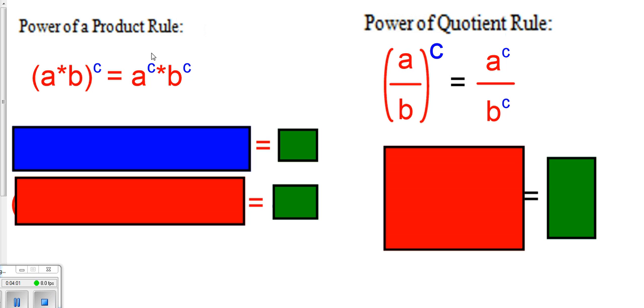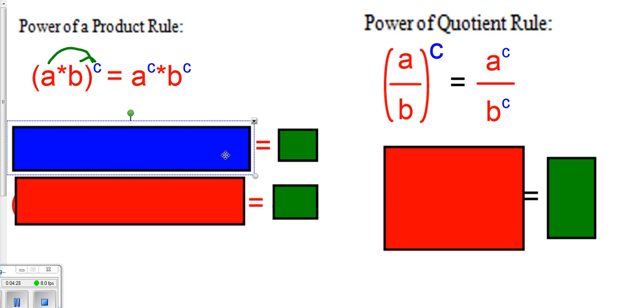Power of a product rule. So a times b, in parentheses, to the c power. Well, we can apply that power of c to each of these pieces individually, as long as this is just multiplying between them. If it is add or subtract, we cannot use this rule. It only works when this is a multiply. But it would become a to the c power times b to the c power.